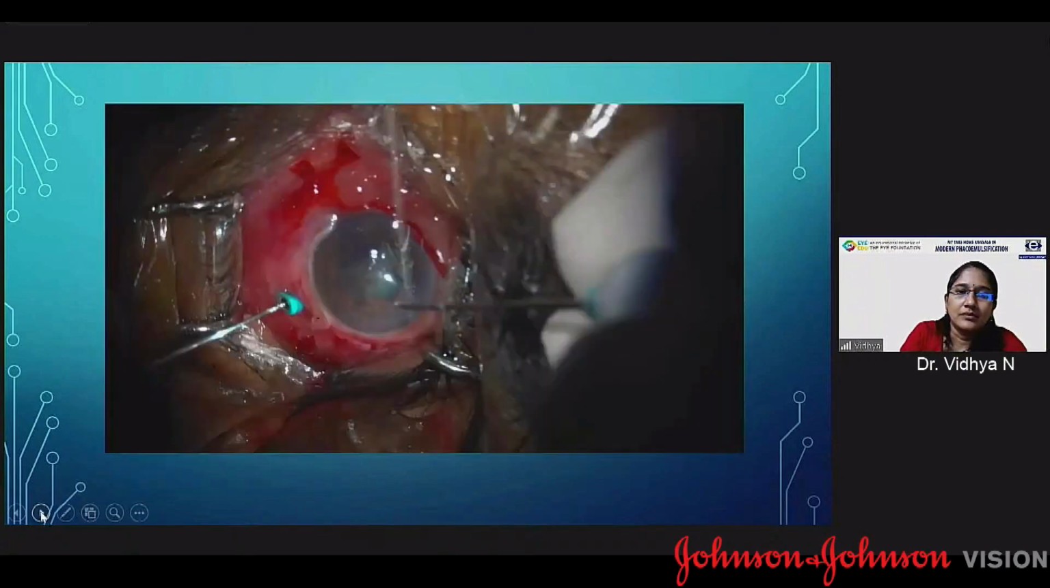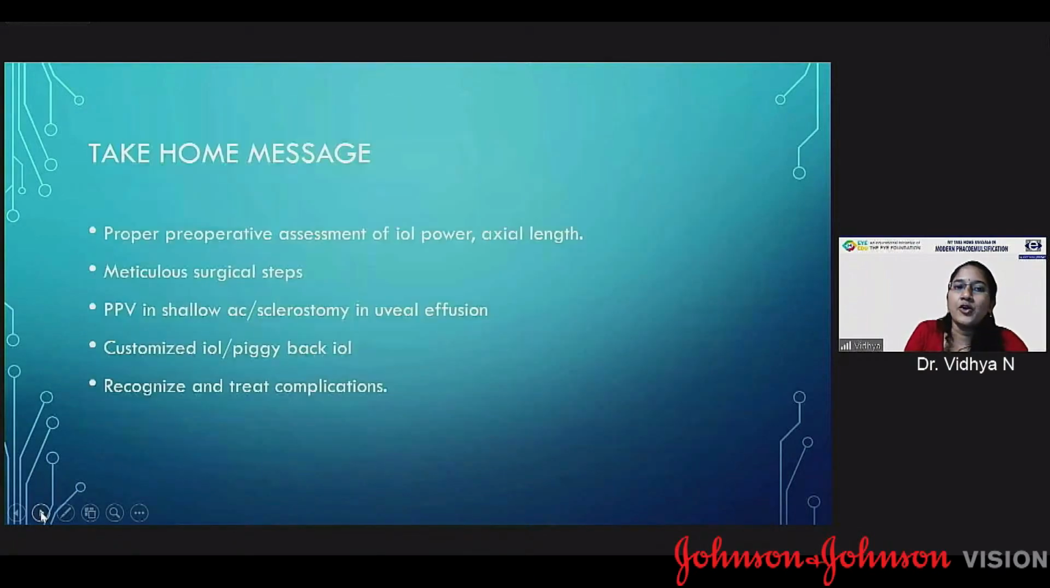So the take-home message from my side would be a proper preoperative assessment of IOL power and axial length, meticulous surgical steps as we discussed, pars plana vitrectomy and sclerotomy to prevent uveal effusion, customized IOL and piggyback IOL have to be used, and we need to recognize and treat complications as and when required.